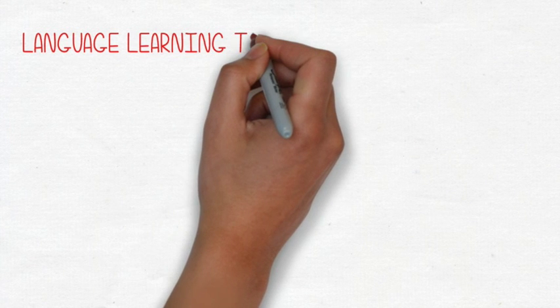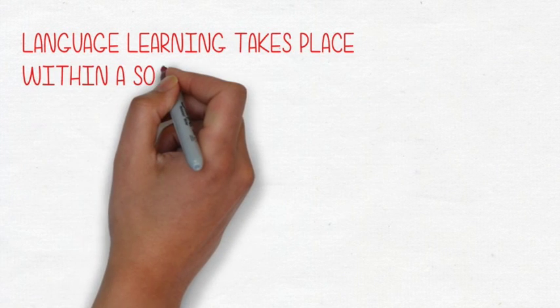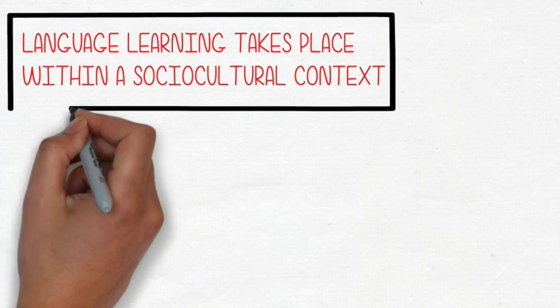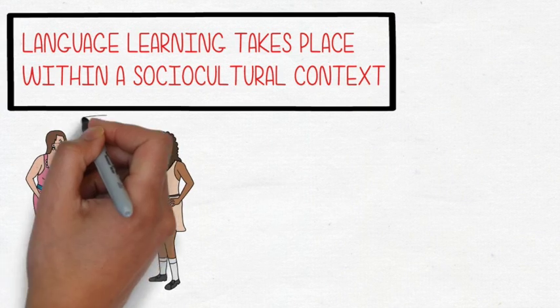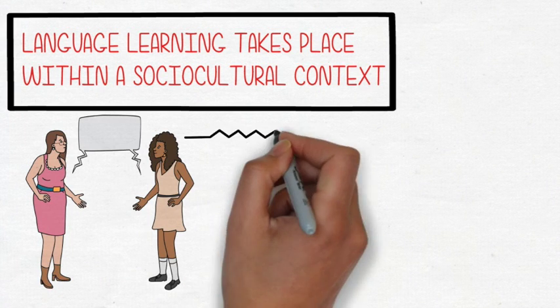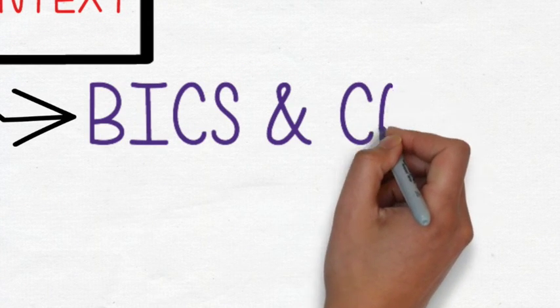Now, all of this is important to understand because, according to sociolinguistic theory, language learning takes place in a socio-cultural context. Language learning occurs through social interaction, though it's by no means a simple or linear process. This is where Cummins' concept of BICS and CALP comes in.